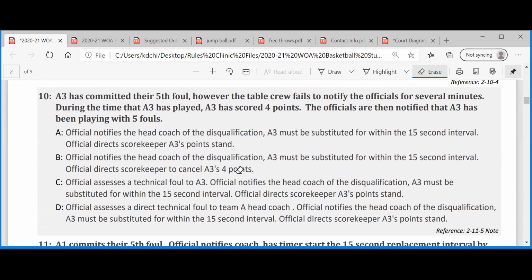Sorry, my laptop just died there for a second. We're on number 10, right? Correct. A3 has committed their 5th foul. However, the table crew fails to notify the officials for several minutes. During the time that A3 has played, A3 has scored 4 points. The officials are then notified that A3 has been playing with 5 fouls. And I said A.